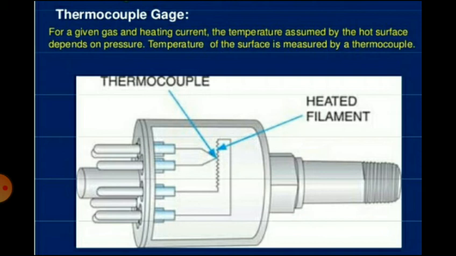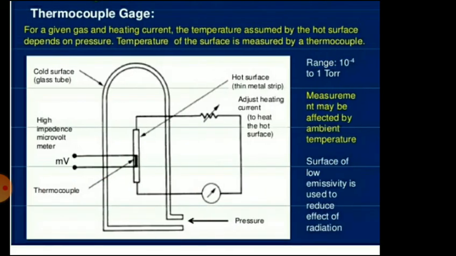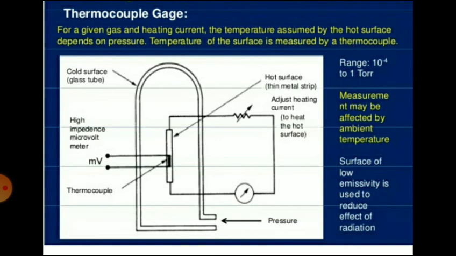Now you can see another diagram of the thermocouple gauge. For a given gas and heating current, the temperature assumed by the hot surface depends on pressure. The temperature of the surface is measured by a thermocouple. Another diagram of the thermocouple gauge, that you can see. So for a given gas and heating current, the temperature assumed by the hot surface depends upon pressure, and that can be measured with the help of a thermocouple.